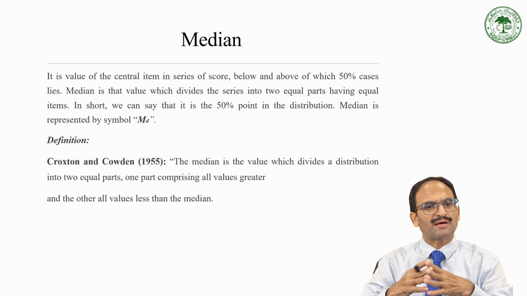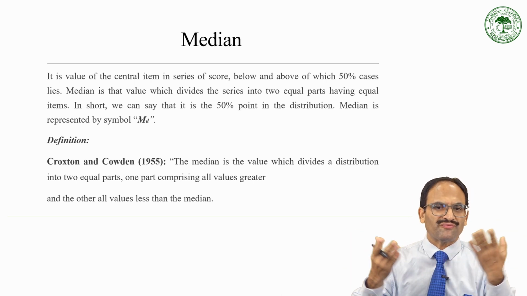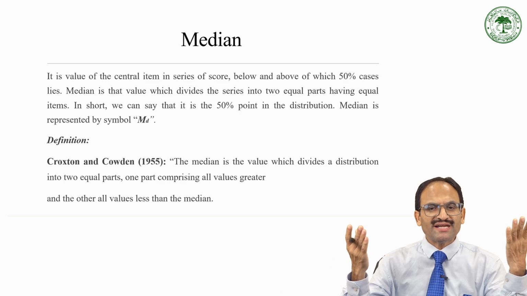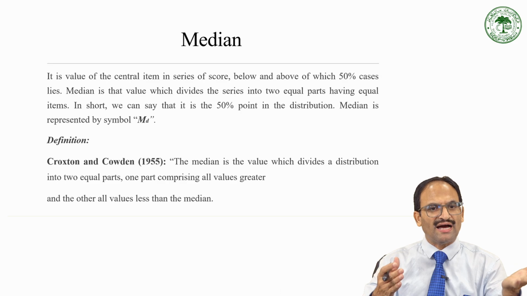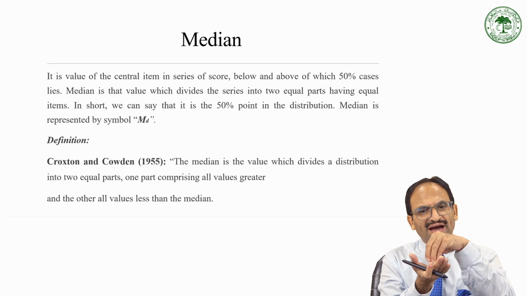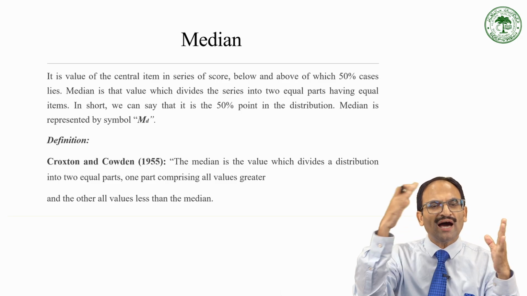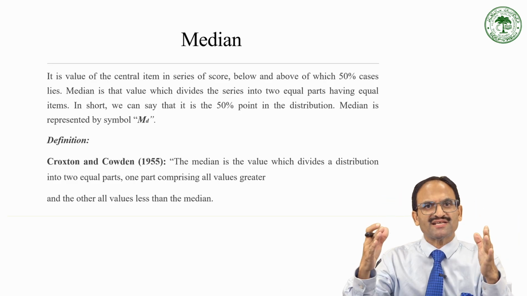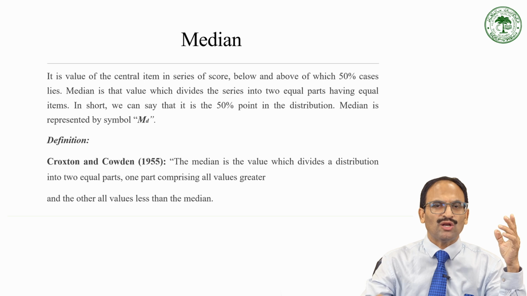Let's talk about some bookish definitions of median. So the first definition says the median is the value which divides a distribution into two equal parts, one part comprising all values greater and the other all values less than the median. So in a nutshell, median divides the whole data set into two halves. One half comprises higher values and another half comprises the lower values.